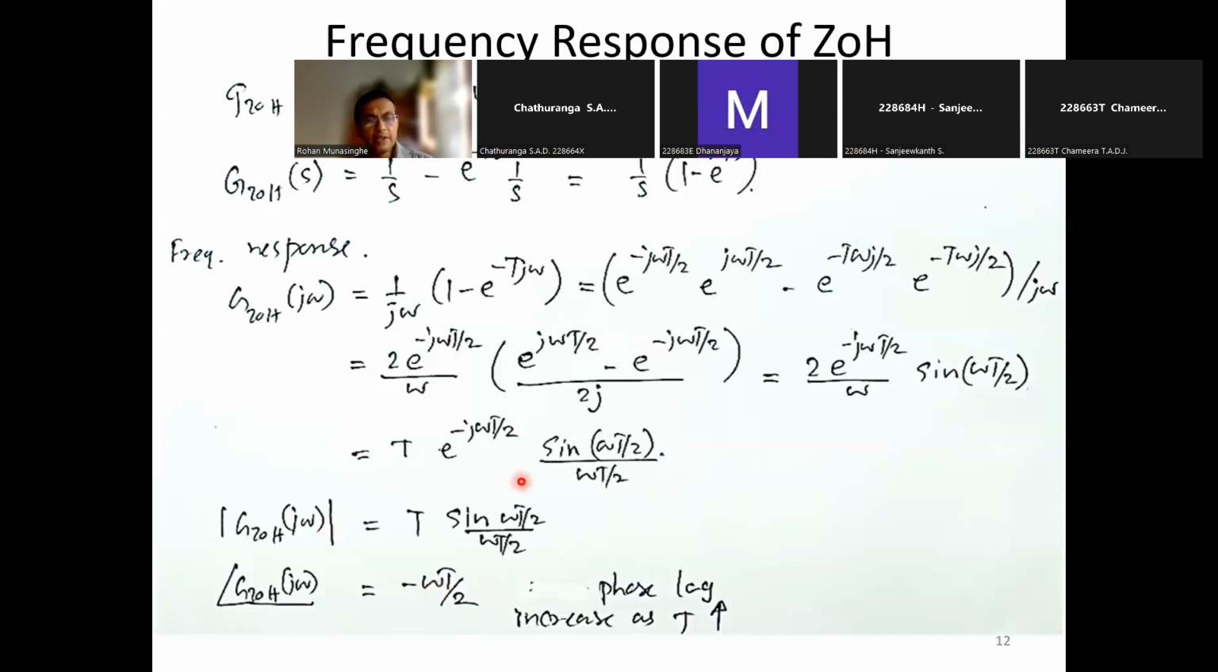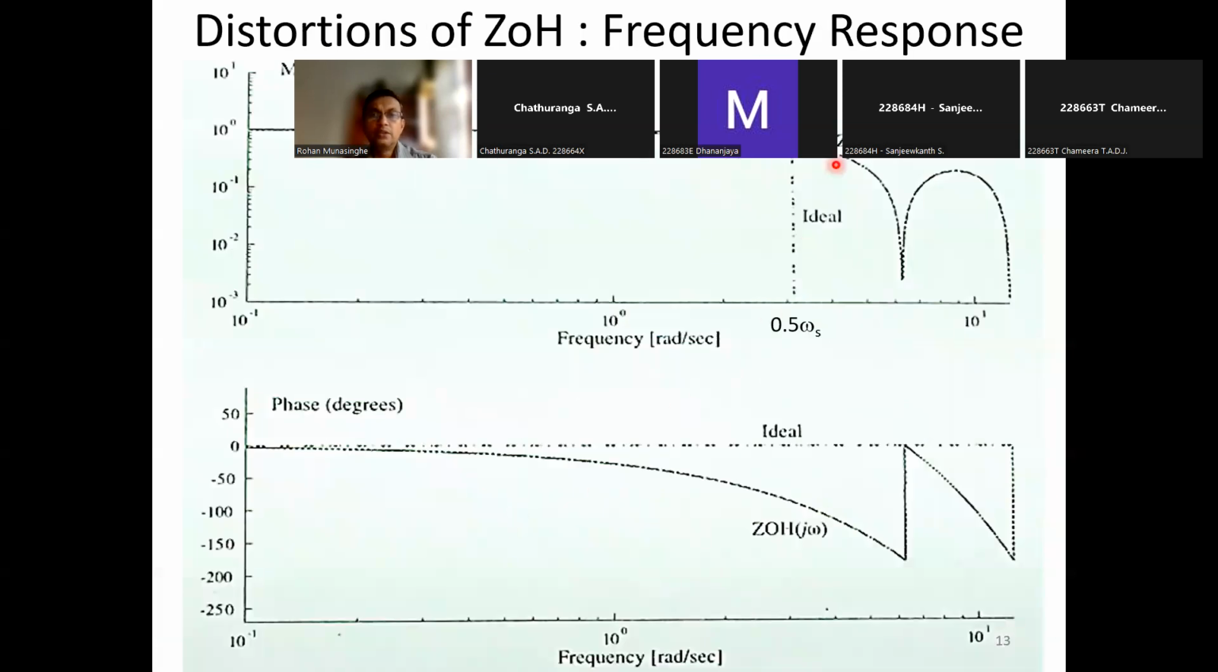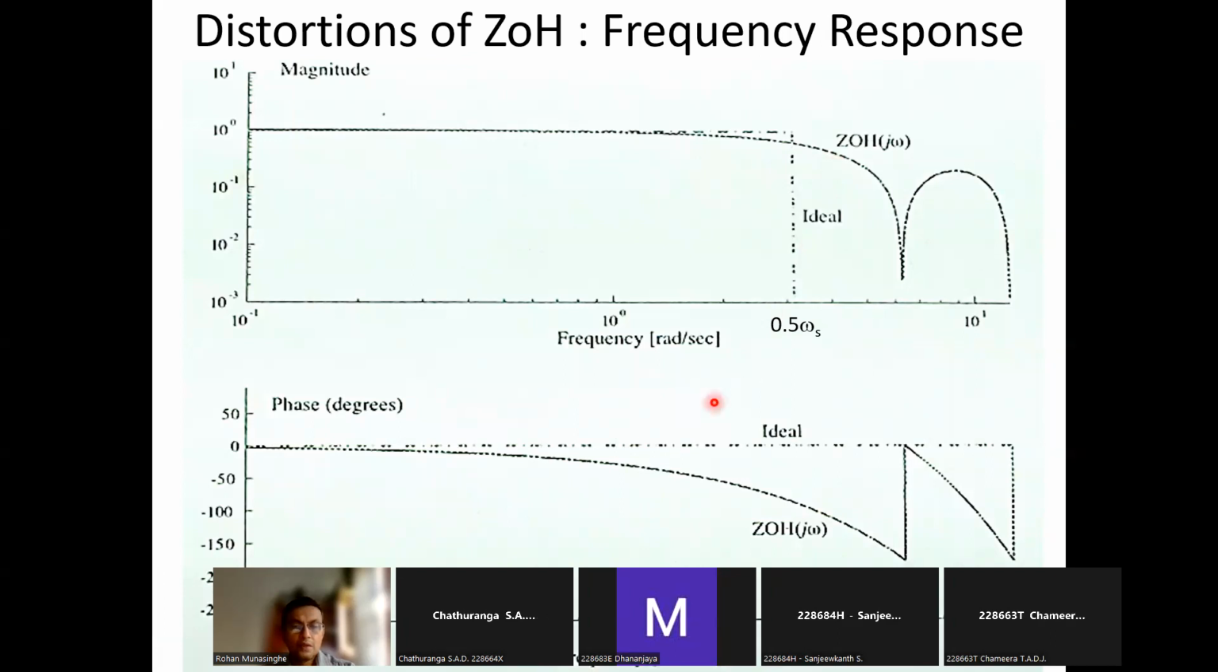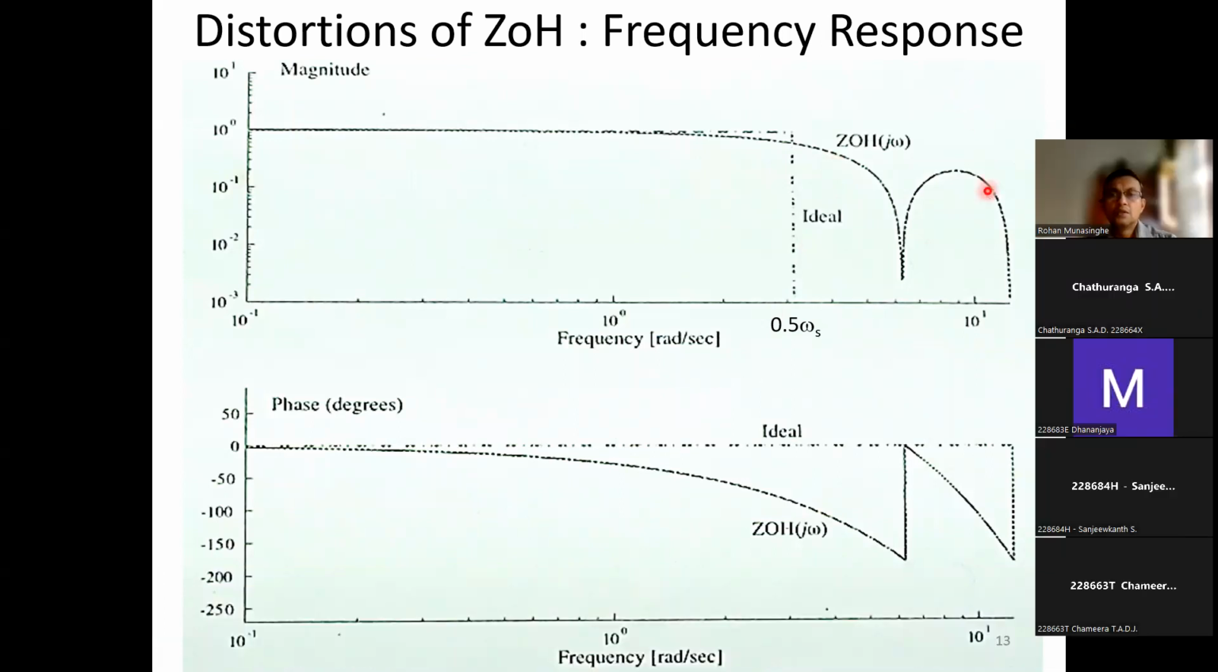So this is the magnitude part, and it's very interesting to see the magnitude sine omega T over 2 over omega T over 2. So this is like sine theta over theta. It's a very famous function in mathematics, the sinc function, sine theta over theta. So now you can draw these two graphs, Bode graphs for the zero-order hold. When you do that, you will see this.